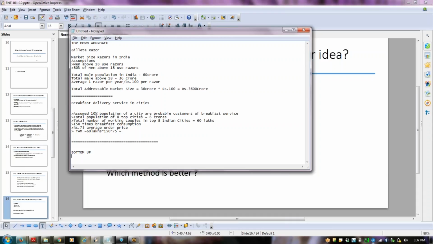So you will have to first identify the channels through which the product or service is bought. So that's the first thing. Identify the channels. There might be a number of channels.